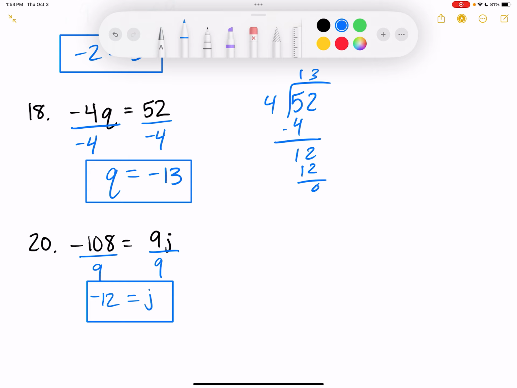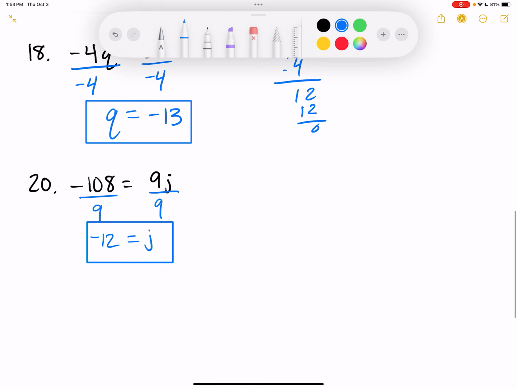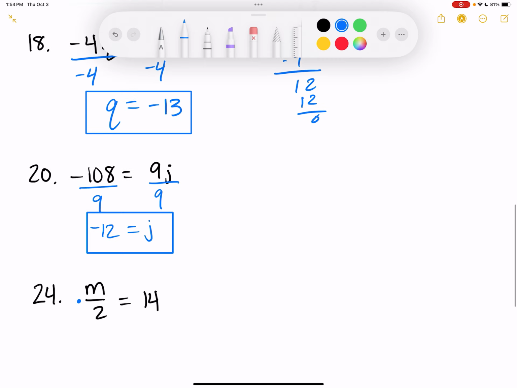Let's see, 24. I've got M divided by 2 equals 14. So now if we're dividing, to undo that I need to multiply. So I'm going to multiply both sides by 2. So I'm left with M equals 28.